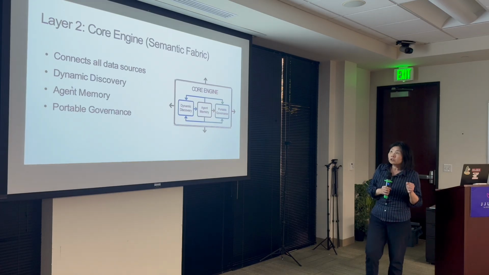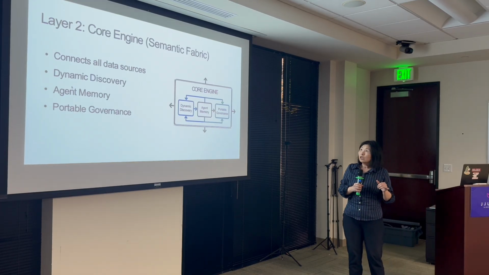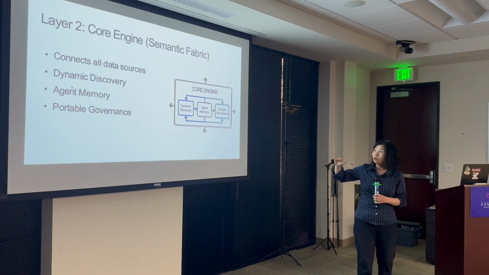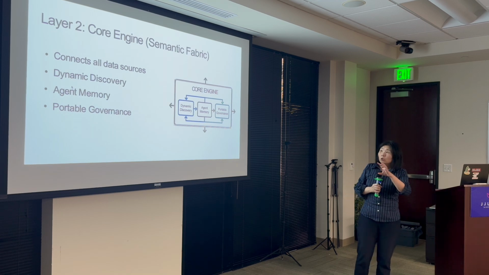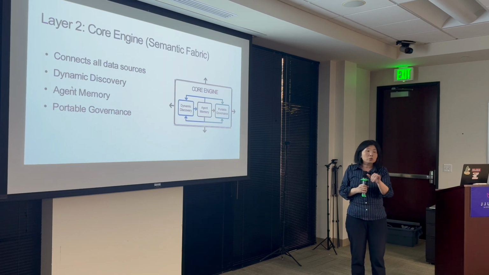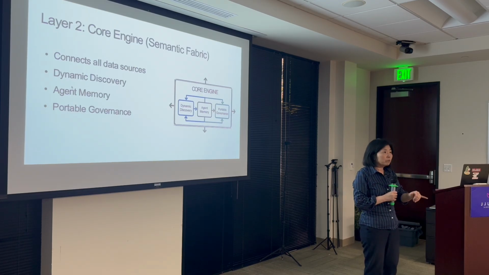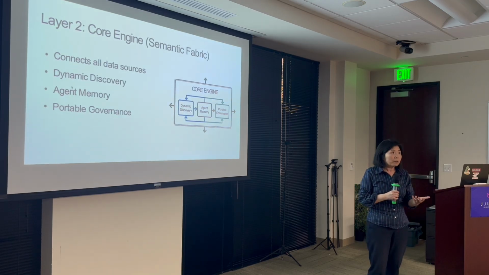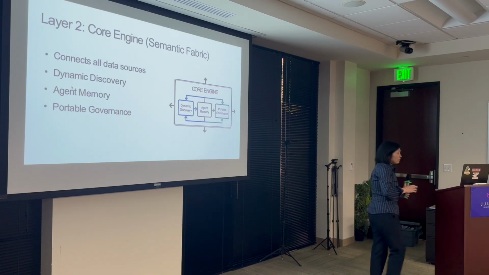In the center, the core engine, I mentioned that there are three major functions. First, sitting below this core engine are all the data sources. So it connects to the data sources. But it has three major functions. Dynamic discovery about the data. In the center is the memory, the agent memory, how it manages the memory as a context. Finally, is the governance layer.